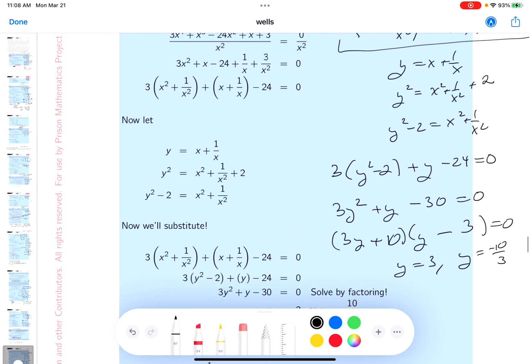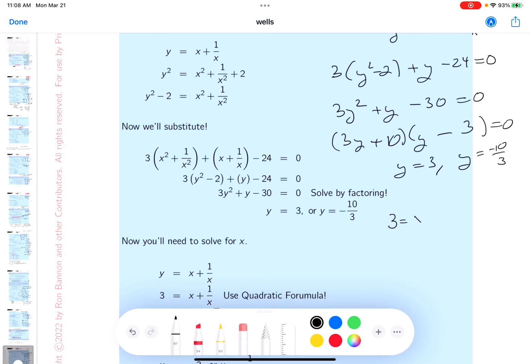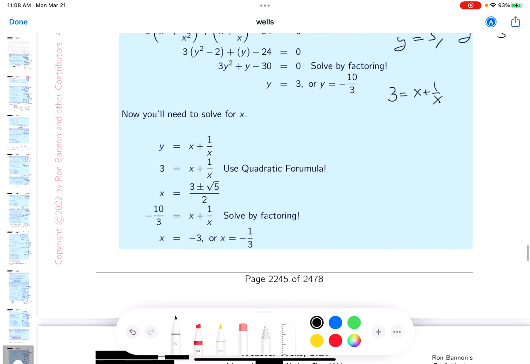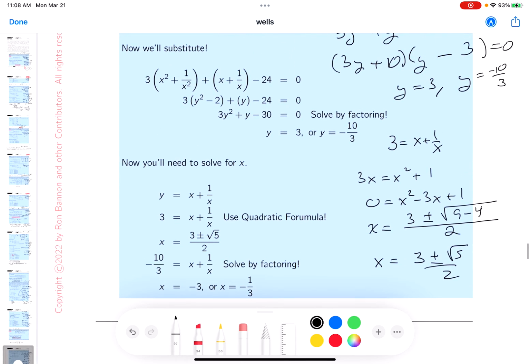What do you do now? This thing. Let's write down. So 3 equals x plus 1 over x. And you need to solve that, right? Multiply both sides by x. Yes, I know I'm going through this quickly, by the way. That's plus 1, right? So what's x going to be? 3 plus or minus the square root of 9 minus 4, over 2. So 3 plus or minus root 5 over 2. We just did this one.